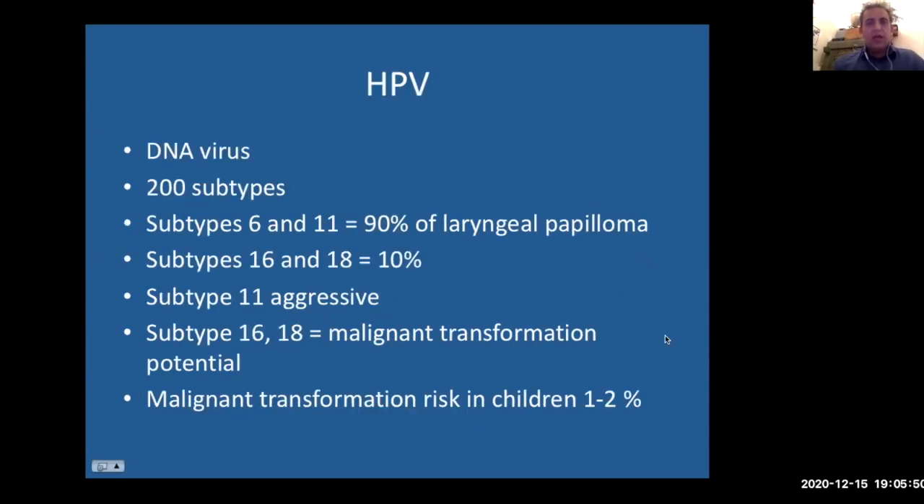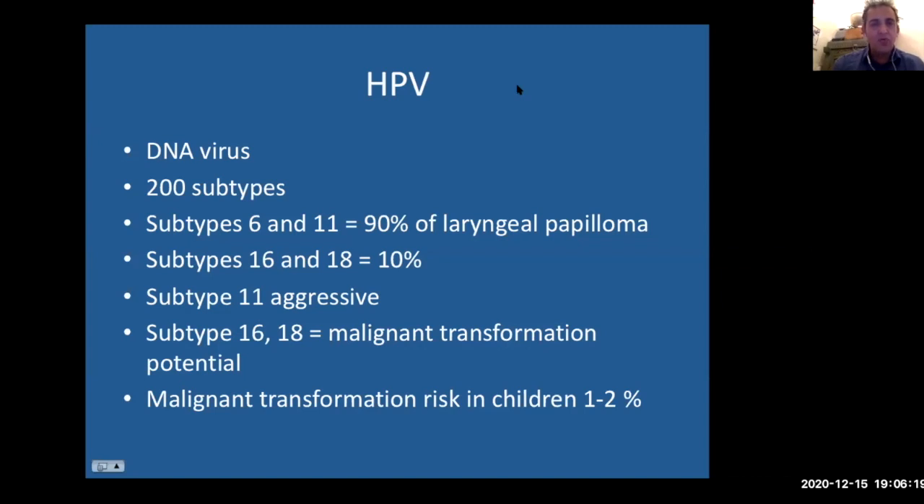If we look at HPV in itself, it is a DNA virus. There are currently around 200 subtypes identified, and that's quite interesting. It might show my age, but I looked back at a presentation that I did as a registrar, and it said that there were 76 subtypes identified. So we've moved well past that, to 200 now.